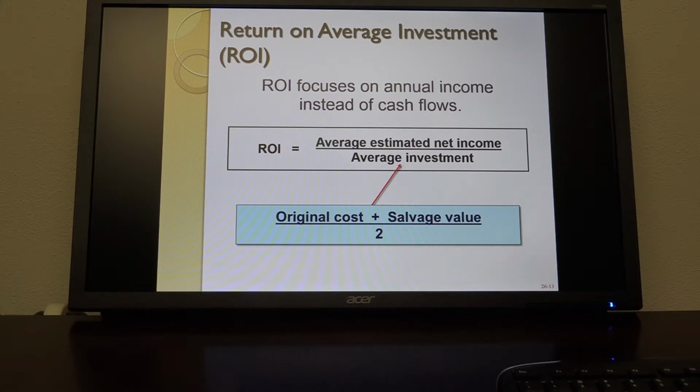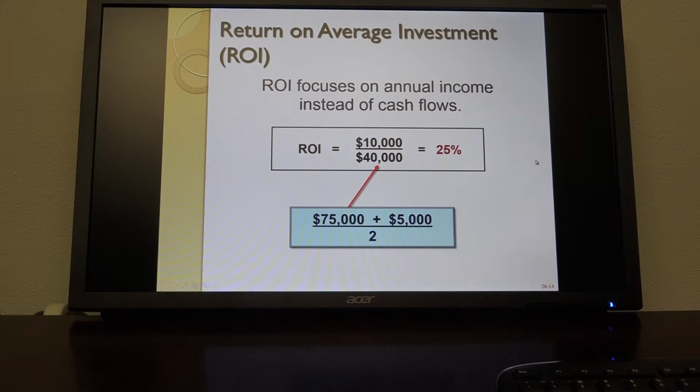And notice that ROI focuses on annual income instead of cash flows. So back to our example. $10,000 was that company's net income, and their average investment is the $75,000 outlay plus the $5,000 of estimated salvage value. You take that, divide that by 2, you come up with $40,000. And for this company, ROI, or ROAI, however you want to say it, is 25%.